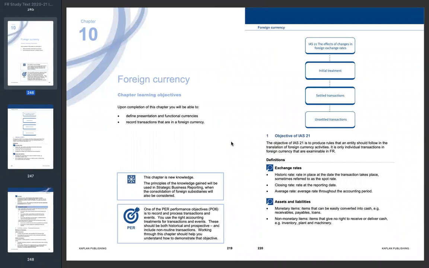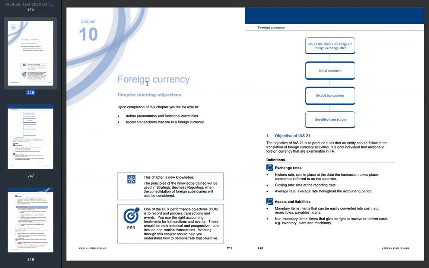I'm going to be teaching you all financial reporting, that is FR. In financial reporting, you'll gain the knowledge and skill of understanding and applying IAS and IFRS, that is International Financial Reporting Standards and International Accounting Standards. We are going to come across both of these standards in different chapters. So today we are going to be doing foreign currency, chapter 10.